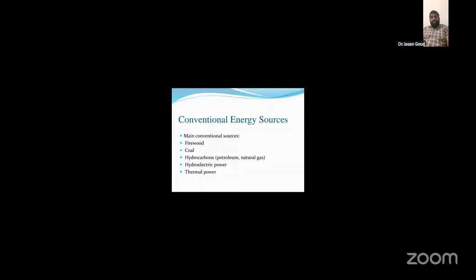Conventional energy sources. Mainly, conventional energy sources are traditional sources that have been used for a long time to meet human energy needs. Most of them are exhaustible and based on fossil fuels or large-scale established systems. The main conventional sources are firewood, coal, hydrocarbons, meaning petroleum and natural gas, hydroelectric power, and thermal power.